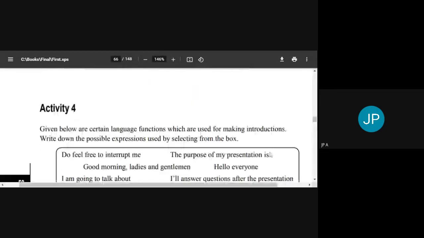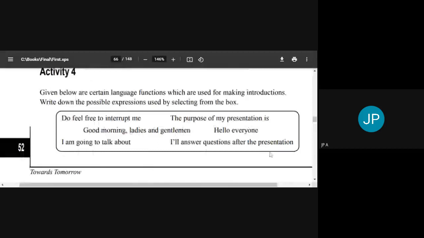Okay, so here you can find all these three language functions for introductions. This is greeting. Good morning, ladies and gentlemen is greeting, and hello everyone is also greeting. Then the outline of the presentation is given like this. I'm going to talk about, and also the purpose of my presentation is. These two are phrases which we can use to talk about the outline of your presentation.